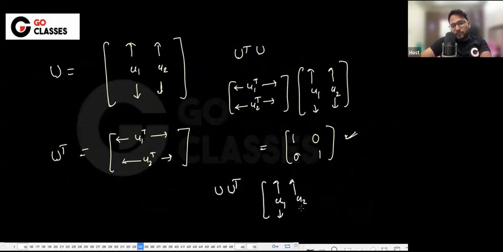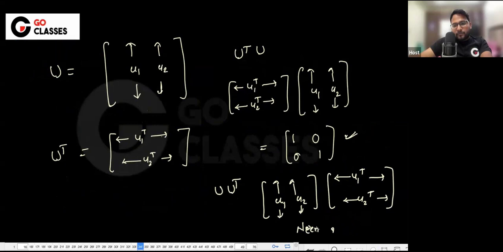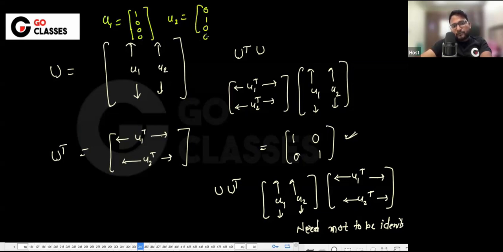Which means U U transpose, with U1, U2. Here it need not be identity. I mean, it's not easy to see, but it need not be. In fact, you can take some U1 like 1 0 0 0, or maybe just three zeros, and some U2 like this. You can just verify.